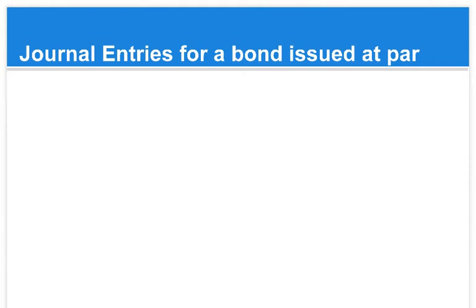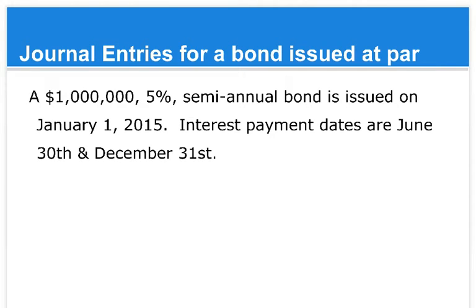So now we'll look at some basic journal entries for a bond that is issued at par. So we have an example here. We have a $1 million 5% semi-annual bond, and it is issued on January 1st, 2015. Interest payment dates are June 30th and December 31st. Let's look at some of the basic journal entries for such a transaction.